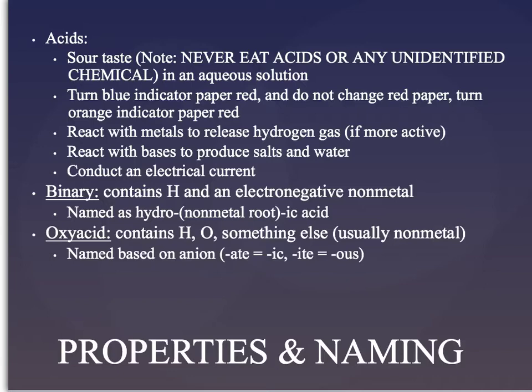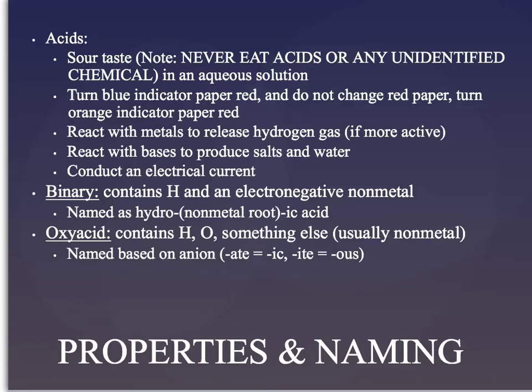For acids, we have a number of indicators that we use to help us distinguish or identify between different solutions. You saw an example of this in class. There are three general types of indicator paper. We have blue, red, and orange. Blue indicator paper will turn red in the presence of an acid. Red paper doesn't change at all. And orange indicator paper will also turn red. So red is the color of acids in the lab.